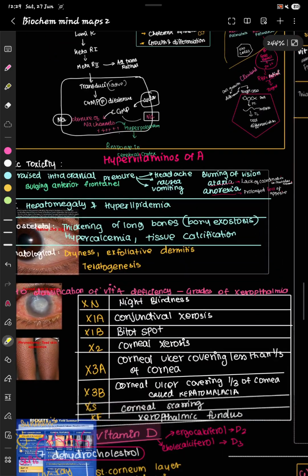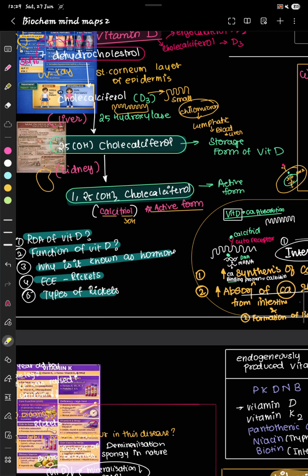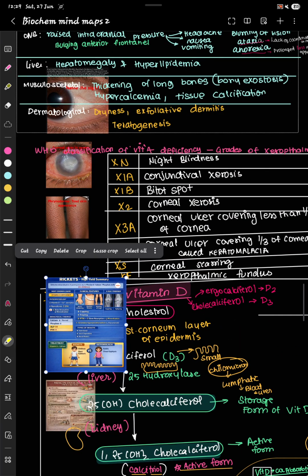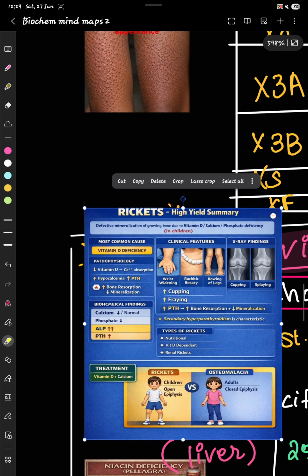All right, now let us move on to the next vitamin. It has been 24 minutes since we started vitamin A. Now let us go to the next vitamin, that is vitamin D, which causes rickets. Vitamin D deficiency causes rickets in children and osteomalacia in adults. It is a defect in mineralization of growing bones.